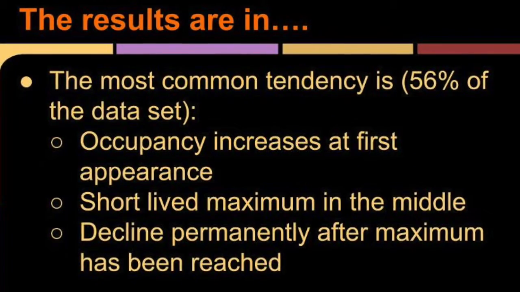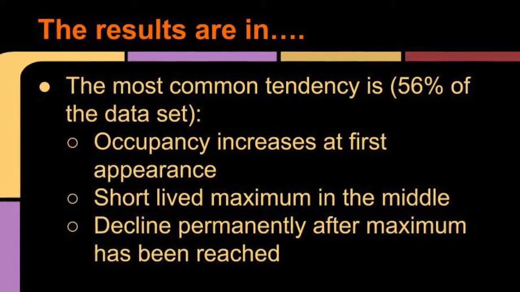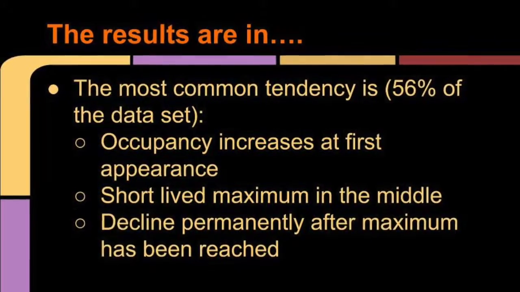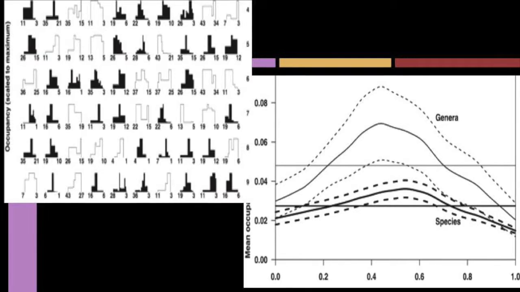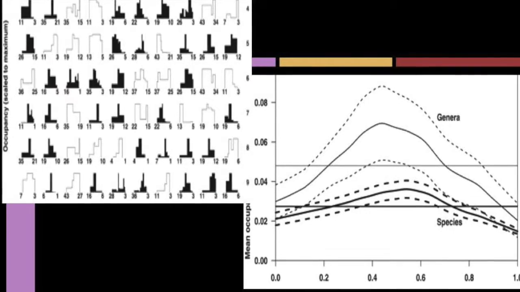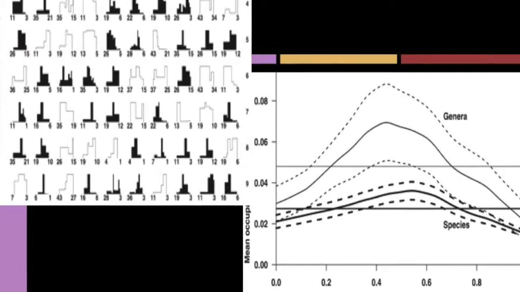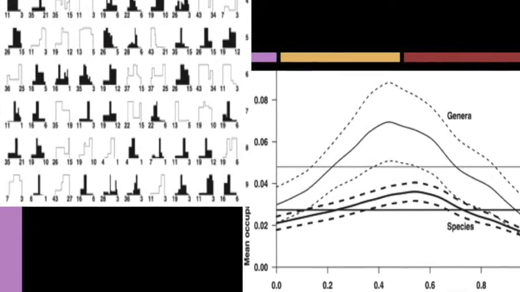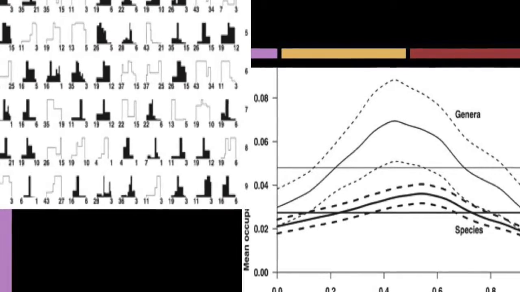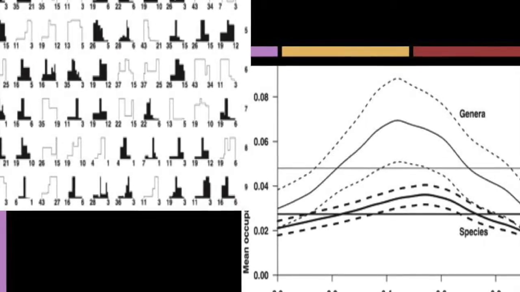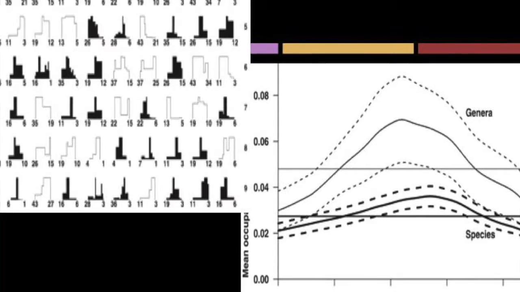The results. The most common tendency, 56% of the data, is that occupancy increases at first appearance, reaches a short-lived maximum in the middle, and declines permanently after the maximum has been reached. In the figure on the left, it represents the graphs of a majority of the species that were tested. The ones that are filled in black are the ones that are consistent with the norm. As you can tell, the highest point is found in the middle of each, followed by a decline. The figure on the right represents an overall compromised average pattern of each of the data points, which represents a clear incline, maximum, and then decline.